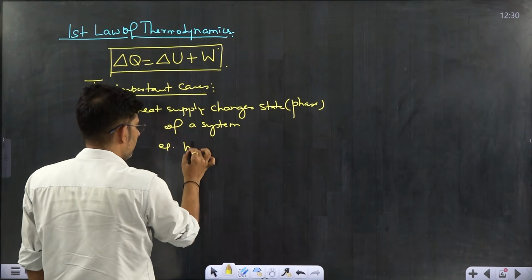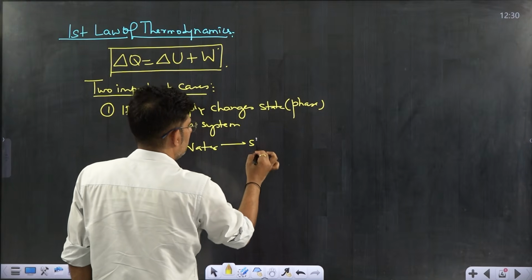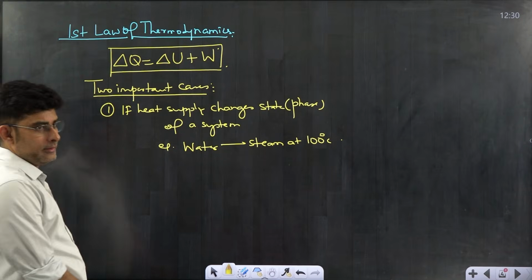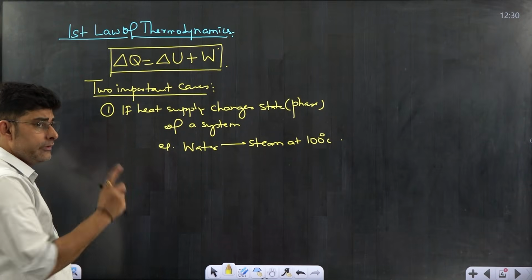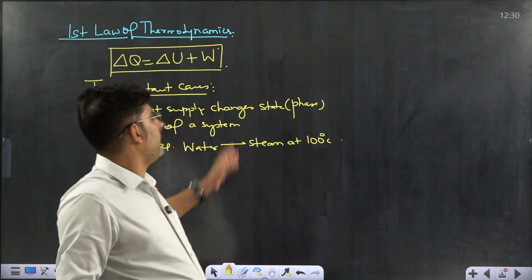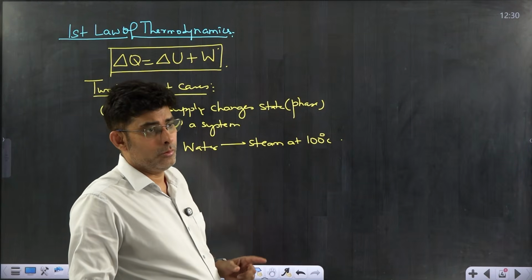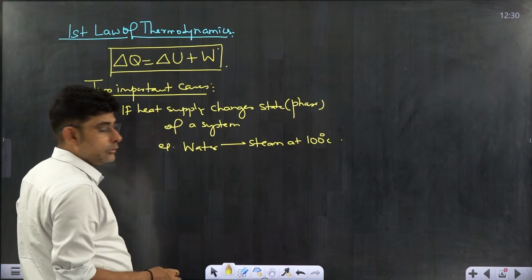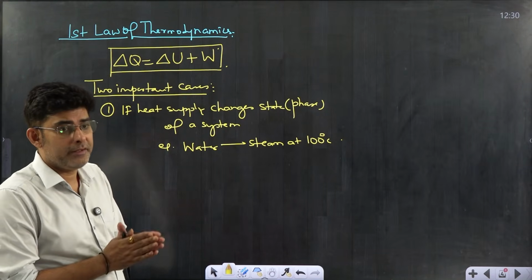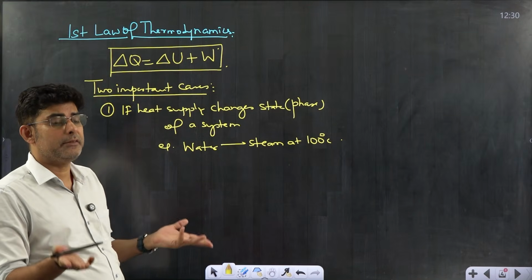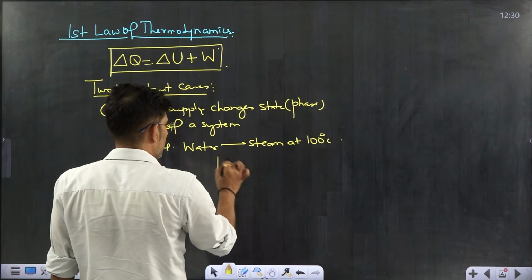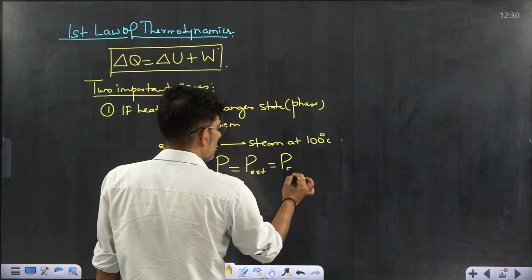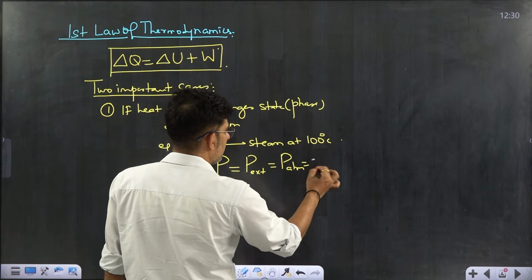Example, water is getting converted to steam at 100 degrees Celsius. So in this case, temperature will remain constant. So what students do a mistake, they take delta U, sir, delta U will be 0. No, steam at 100 degrees Celsius. Here what we have to see, water is converted to steam. So when there is a change in phase, the pressure equals the external pressure, which is taken as the atmospheric pressure. So pressure is equal to external pressure, which is equal to atmospheric pressure, and which is taken as constant.